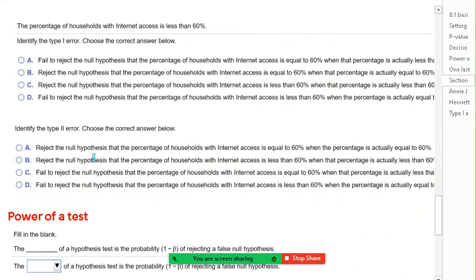Let's try another one. The percentage of households with internet access is less than 60%. Identify the type 1 error and choose the correct answer below. So we'll call this example J. And the original claim here, percentage of households with internet access is less than 60%. What parameter am I testing there? Proportion, good. So the original claim is that P is less than 0.60.